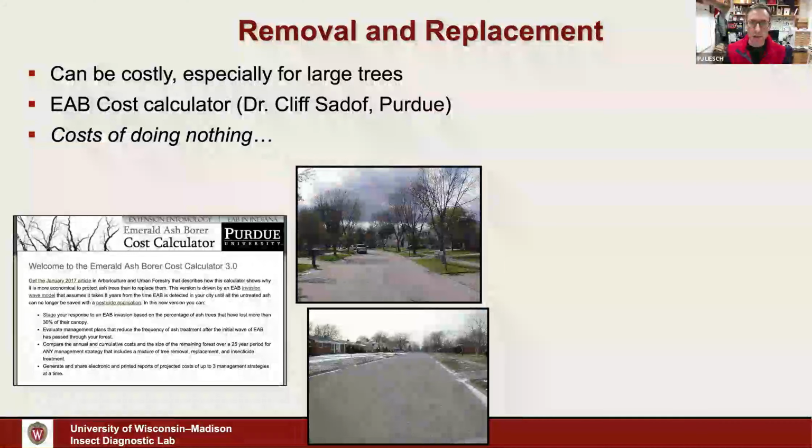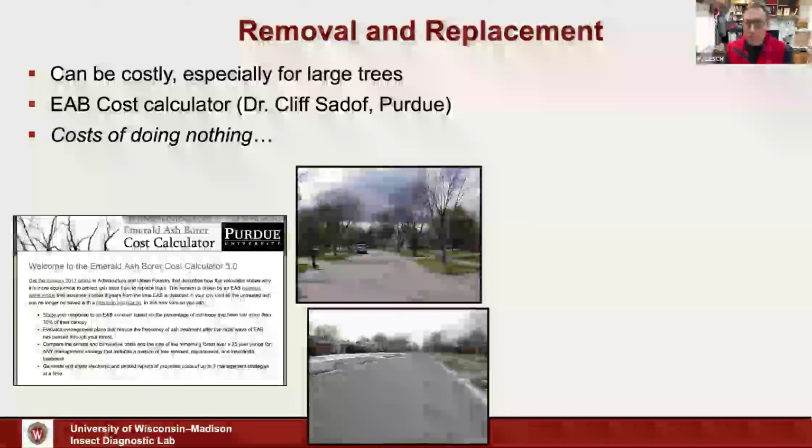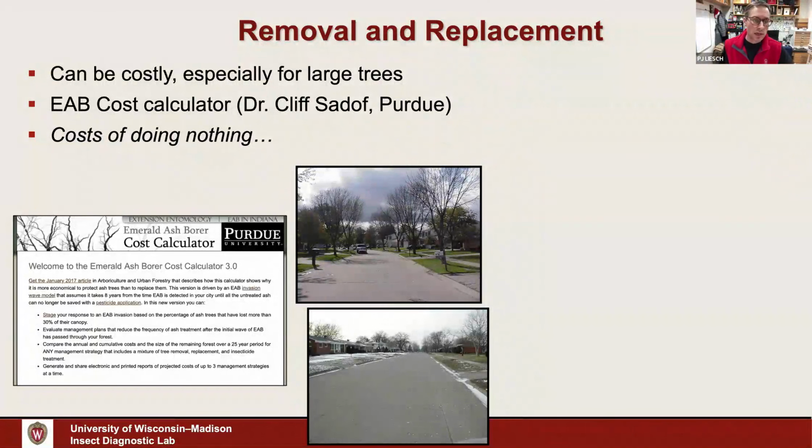There are also costs associated with removal. So if you are a city forester, you've got to balance. Do I spend a whole bunch of money cutting down all the trees? Do I treat all the trees? Do I treat some? Do I maybe cut down the ones that are under power lines and not doing so well anyways, and pick and choose? There are some useful utilities available out there. Dr. Cliff Sadof, for example, at Purdue, has developed the EAB cost calculator to help municipal foresters make some of these informed decisions. And then I also want to mention there are costs of doing nothing.